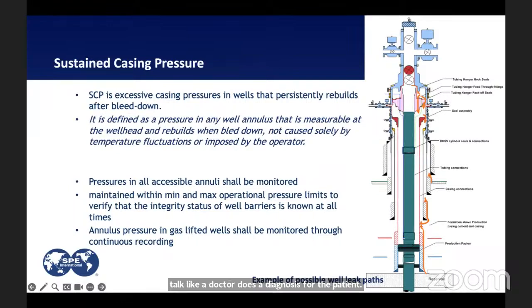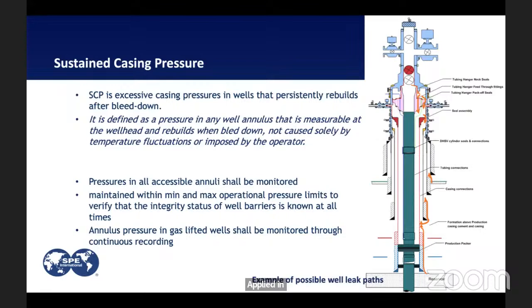So again, coming back to the sustained casing pressure, which I was mentioning: a sustained casing pressure is an excessive pressure that comes back once it is bled down. It is defined as a pressure in any well annulus that is measurable at the wellhead and rebuilds when we bleed it down. Usually we say if it builds back in 24 hours, but if it is 30 hours also, it will be considered as a sustained casing pressure. And this pressure is not solely caused by temperature fluctuations or an operator imposed pressure, like gas lift or any other pressure which is applied in the annuli.